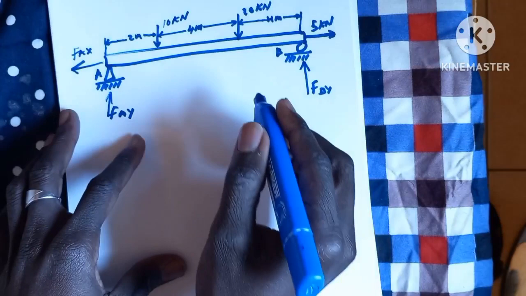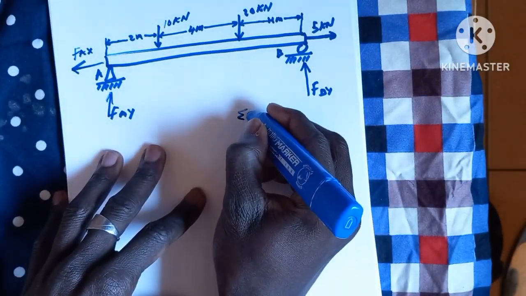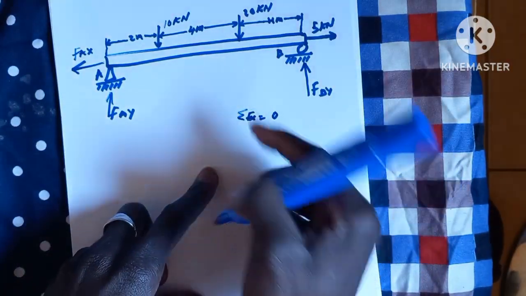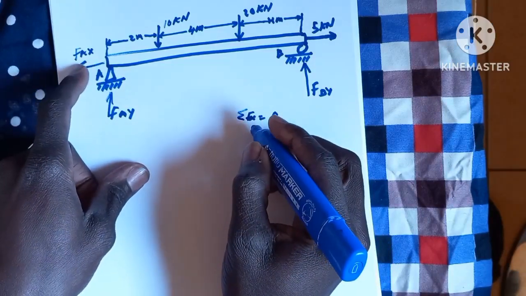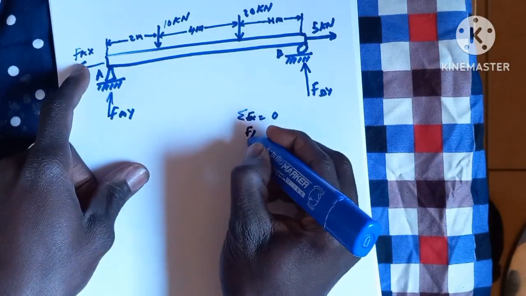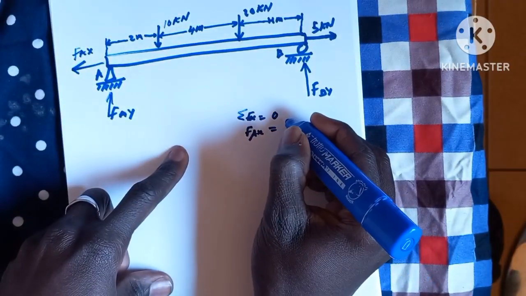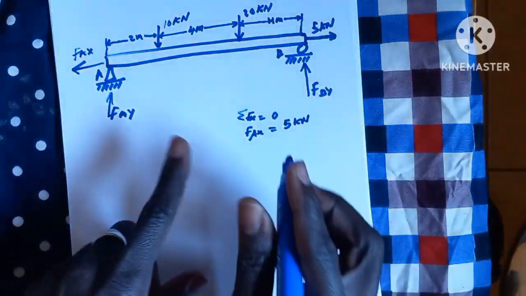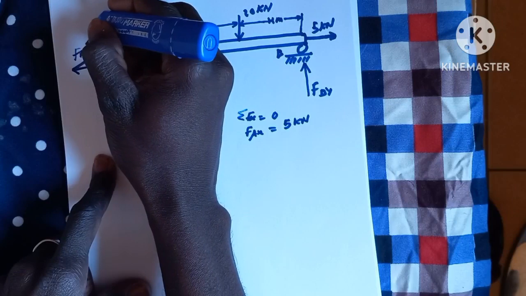Here, the formula is that the sum of the forces in the X direction is 0. Summing them out, we have FAX, which is going to balance the 5 kilonewton. So FAX is equal to 5 kilonewton.